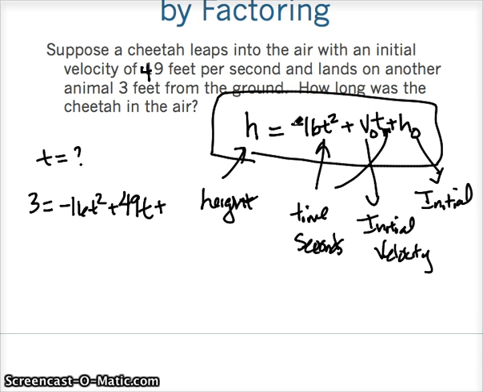So where was he jumping from? Was he jumping from a tree? No, in this problem it seems like he's jumping from the ground, so the initial height is 0. So we notice that we have a quadratic equation. We're going to solve it, right? When we solve quadratic equations, we move everything over to one side because we're setting it equal to 0. So I have 0 is equal to negative 16t squared plus 49t minus 3.